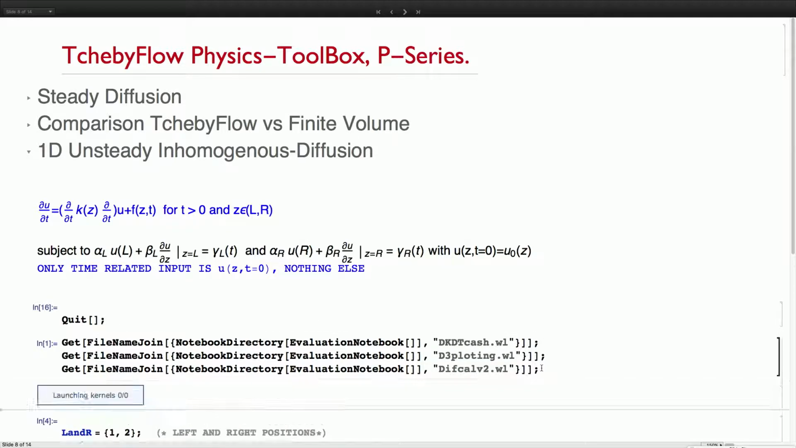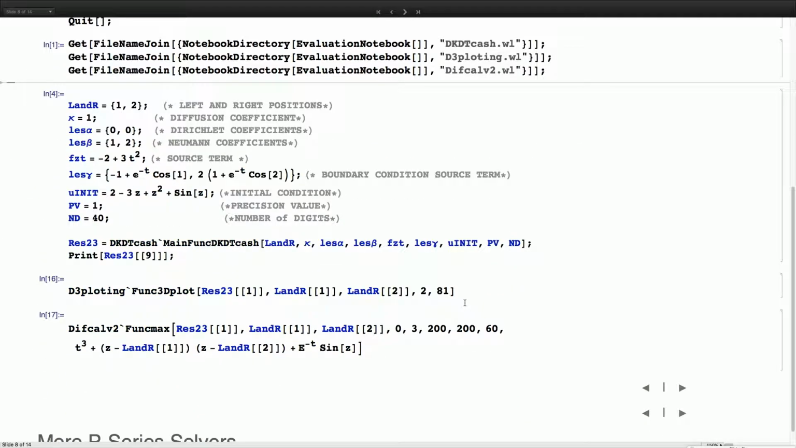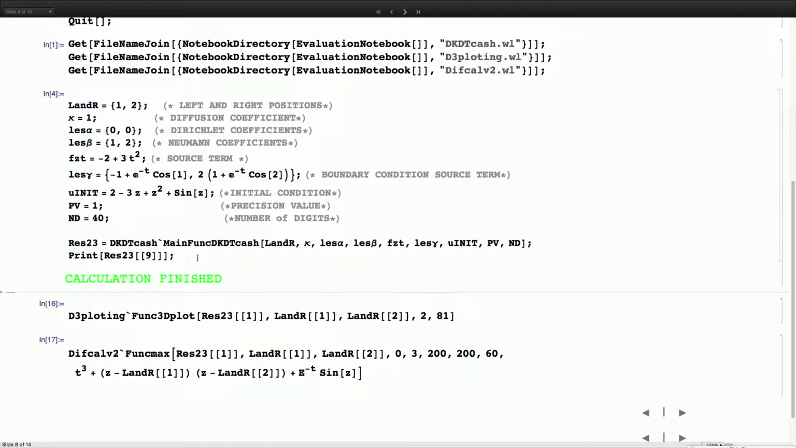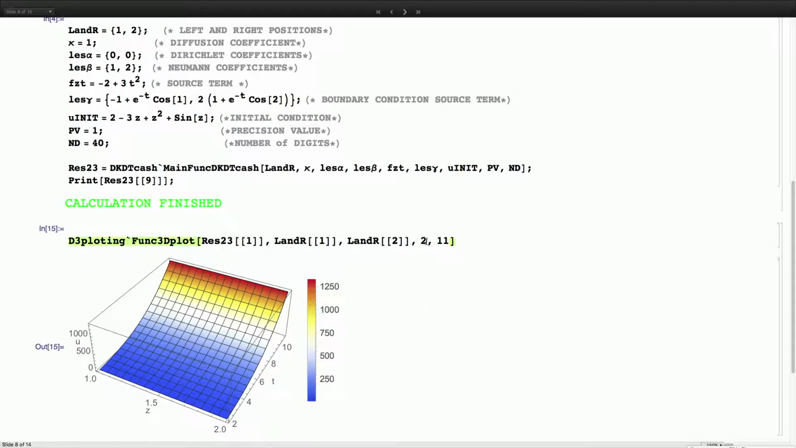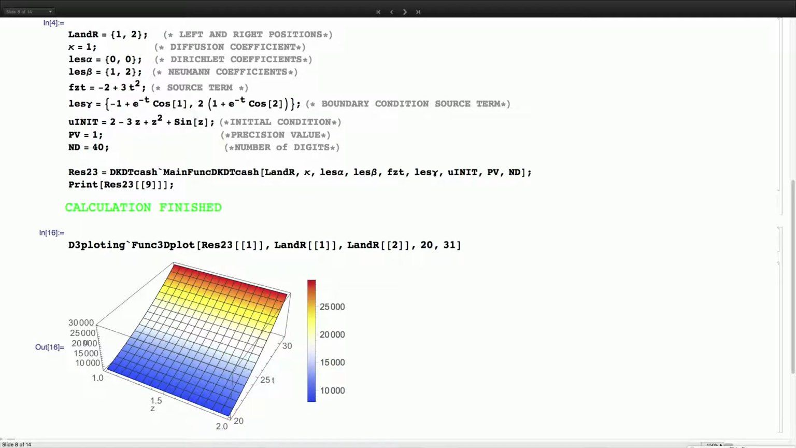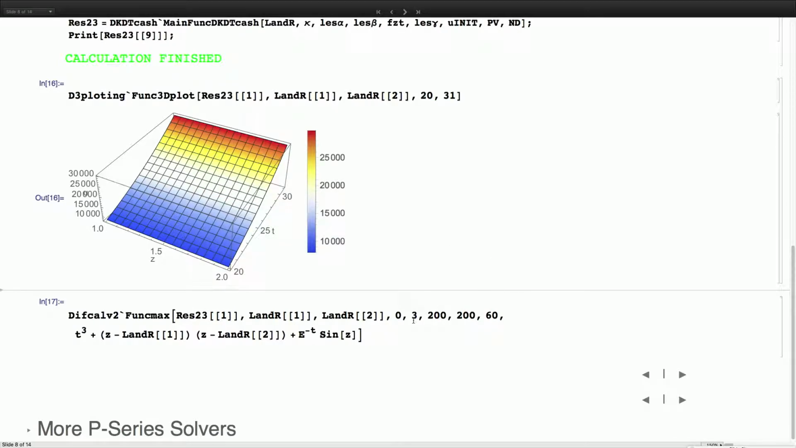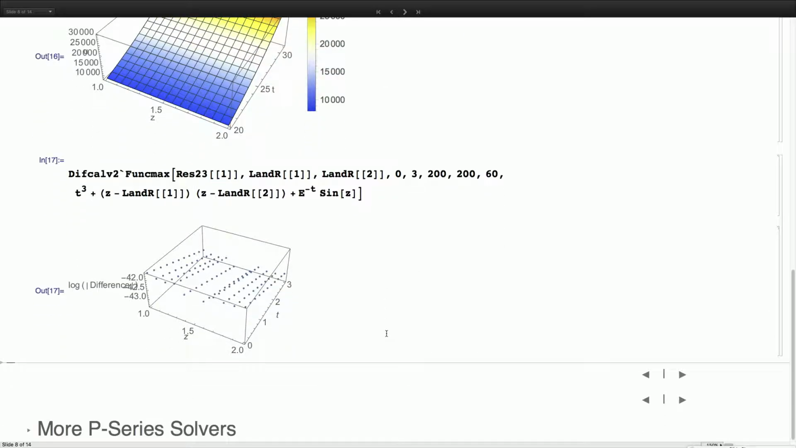OK. And let me just load my packages. Again, I'm choosing a function setup that I know the result, giving these two boundary conditions, these Neumann boundary conditions, both sides. And I'm going to solve this problem. OK, the calculation is finished. Now I'm going to ask you where you want to see the time. Let's say from 2 to 11. Or let's say 20 to 31. You have the whole spectrum of the time without any limitation of time step. And what about the accuracy? In here, let me just compare with the exact result. This is 10 to the minus 40 accuracy that we have.